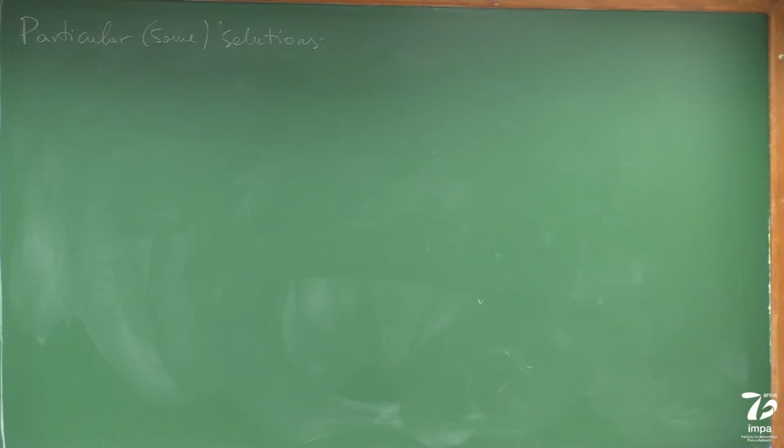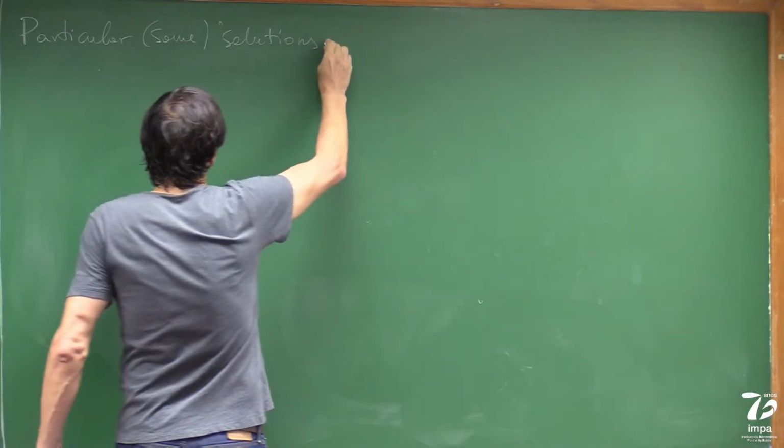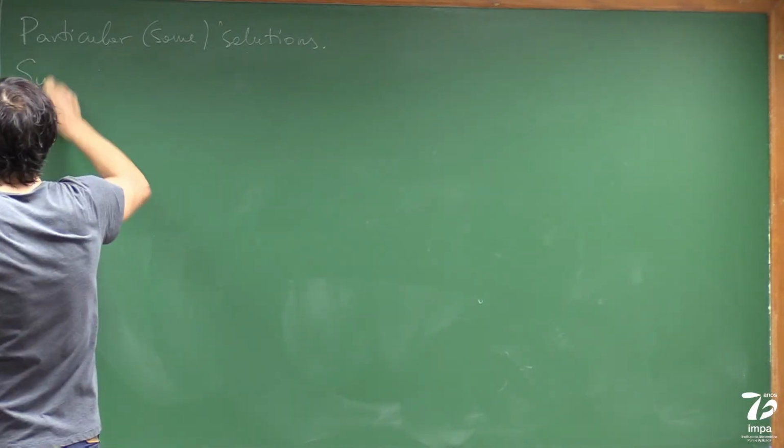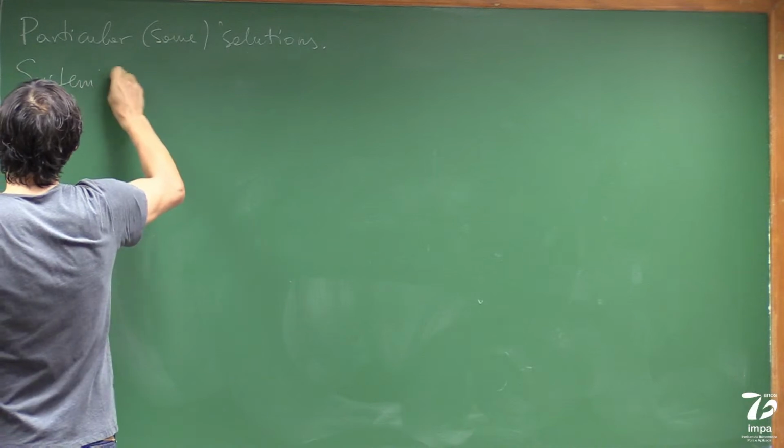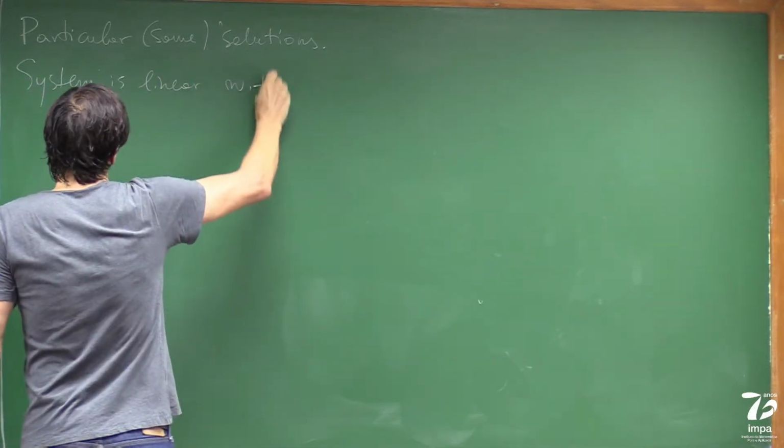So again, we use that property that we had before. The important property of the system is that the system is linear, and it is also with real coefficients.